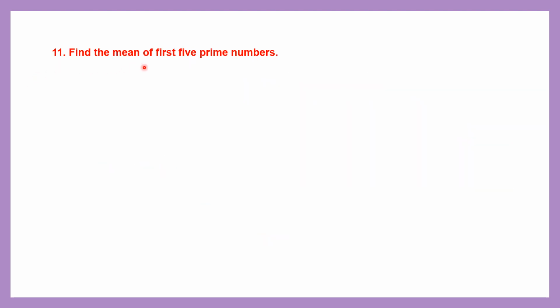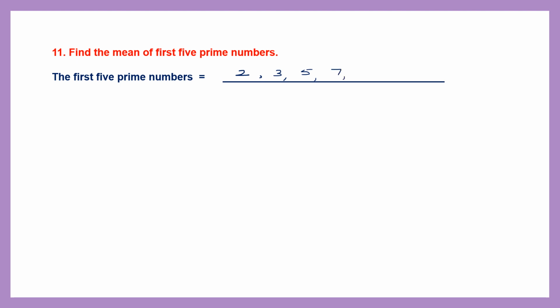Question 11. Find the mean this time of the first 5 prime numbers. So first let's write down the first 5 prime numbers, starting with 2. 2, then we have 3, 5, 7 and 11. These are the first 5 prime numbers.